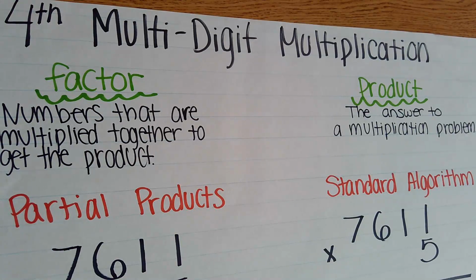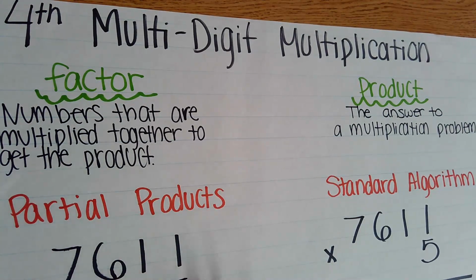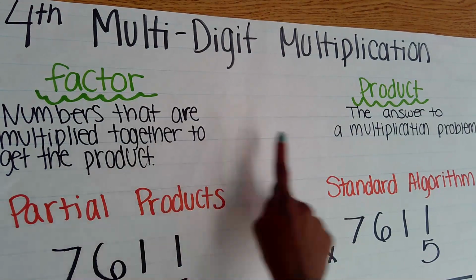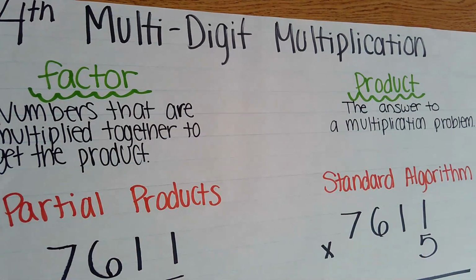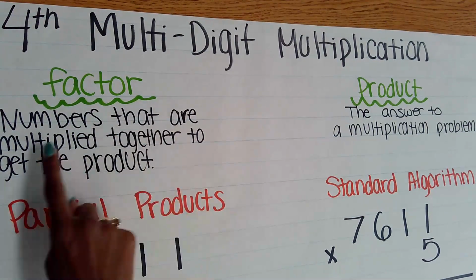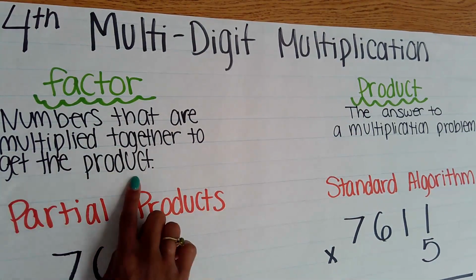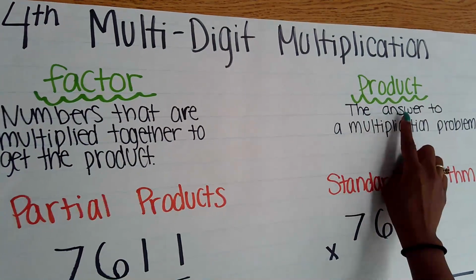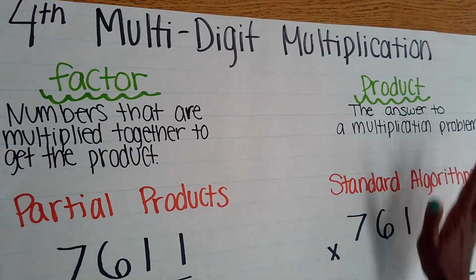So an important skill we work on in fourth grade is multi-digit multiplication. We are moving beyond those basic math facts and on to bigger numbers. So two important vocab words for this skill. The first is factor. Factors are numbers that are multiplied together to get the product, and product is always the answer to a multiplication problem.